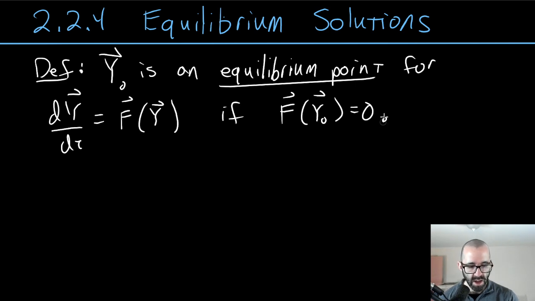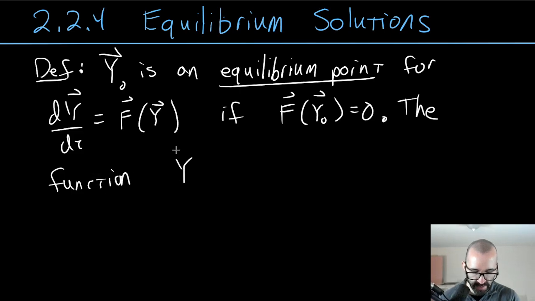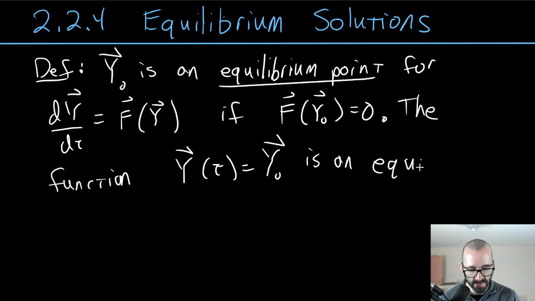This is what we call the rate of change function. And a very similar definition, which we'll include here, is that we're going to say the function, again a vector valued function, y of t equals y naught, the constant function that equals the equilibrium point, is what's known as an equilibrium solution.